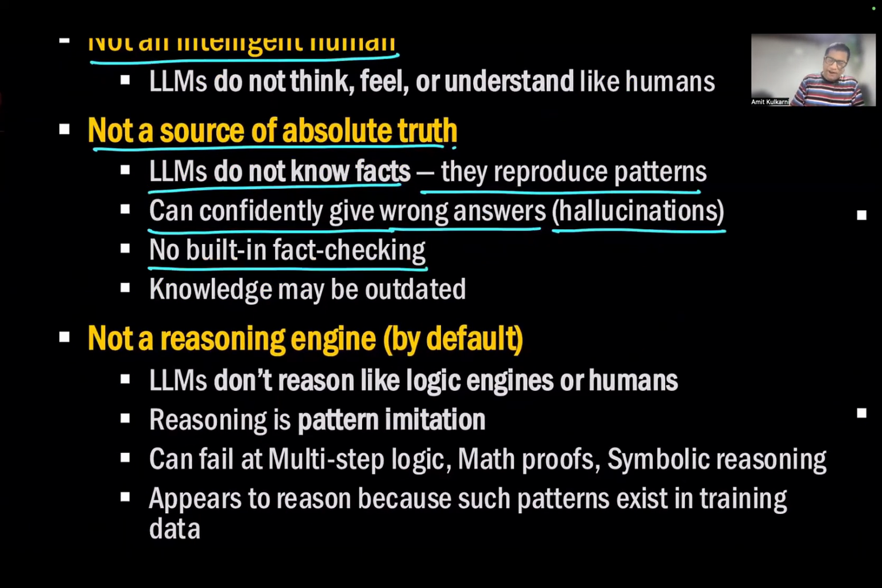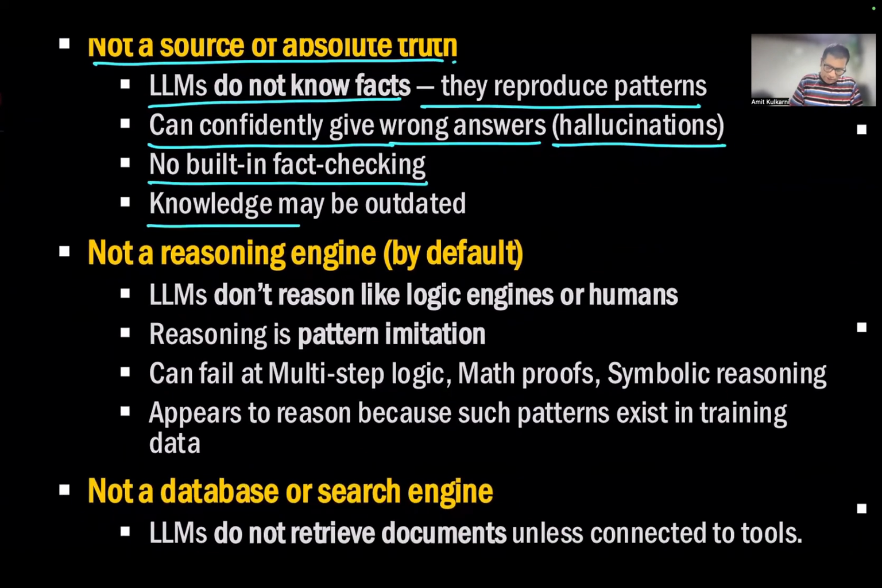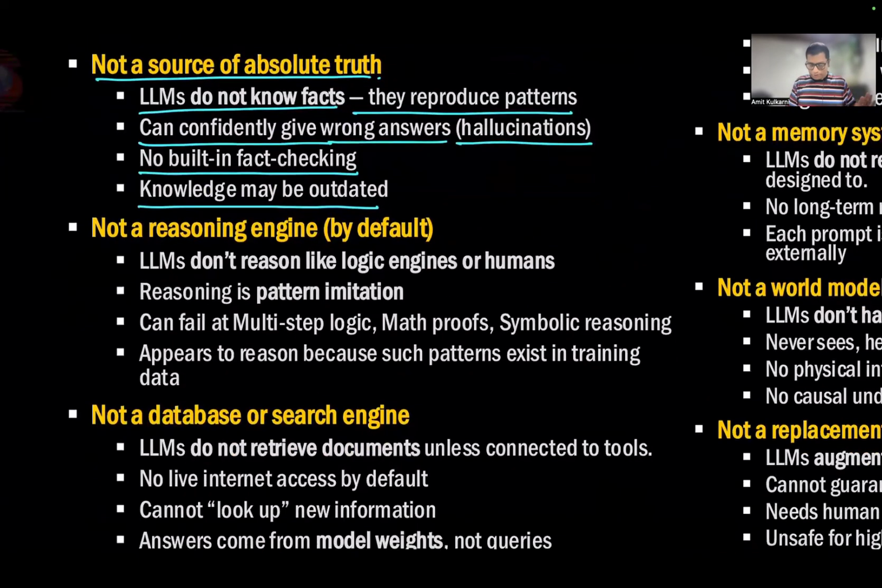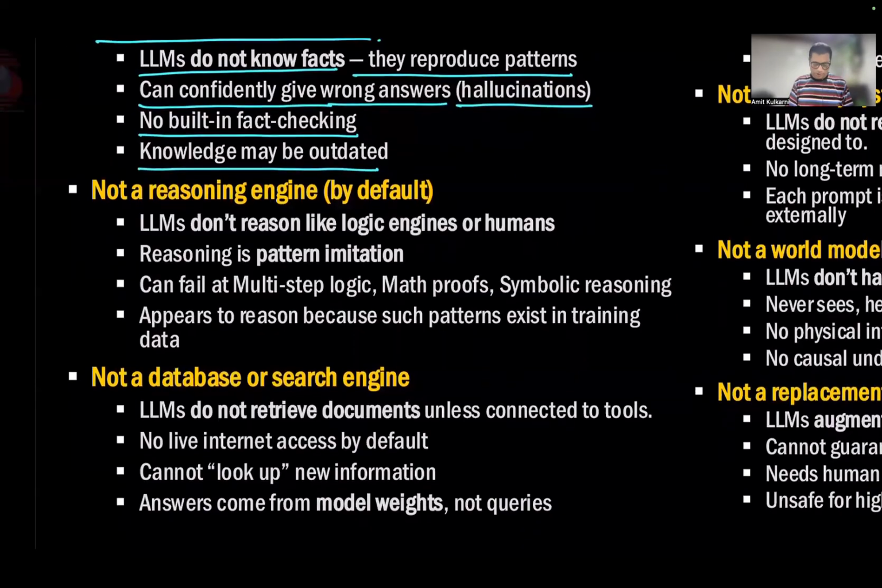They don't have built-in fact checking. Whatever facts they have, they just throw them out. They don't understand, or don't want to, cross-check with the real world. They don't do it. Knowledge may get outdated, and these are the major reasons behind hallucination. So they are not an absolute source of truth. Whatever they know, they are going to answer the question.